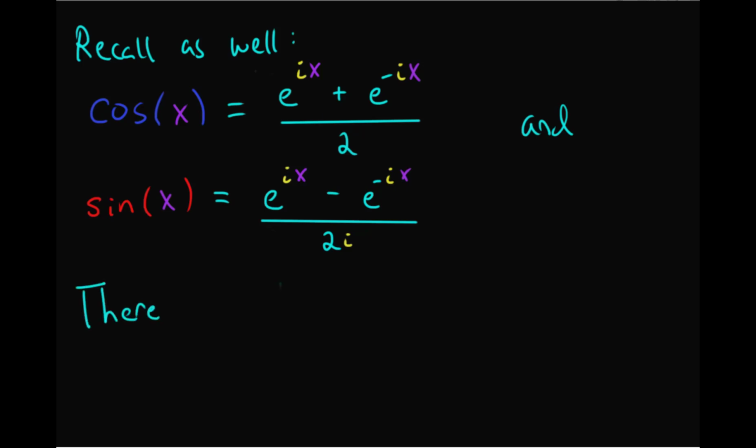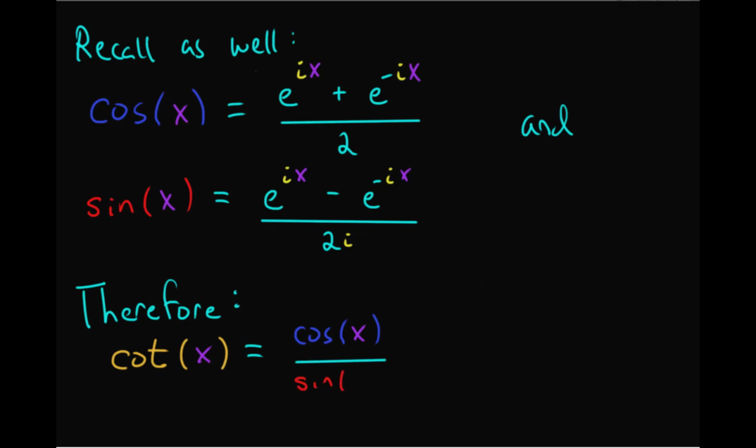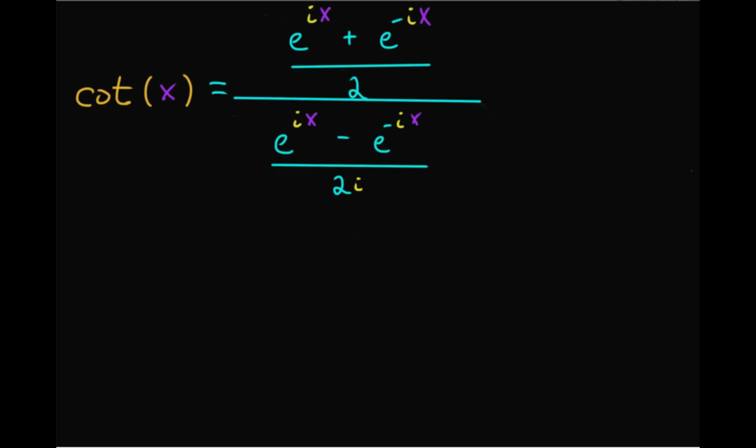Now, given these identities for cosine of x and sine of x, we can derive a new identity for the cotangent function, because remember, the cotangent of x just equals cosine of x divided by sine of x. So when we divide cosine of x by sine of x, we find that cotangent of x equals e to the ix plus e to the negative ix all over 2, and then all of that is divided by e to the ix minus e to the negative ix over 2i.